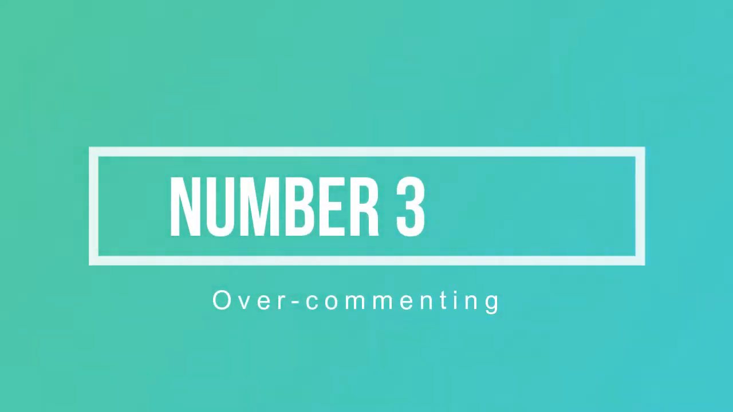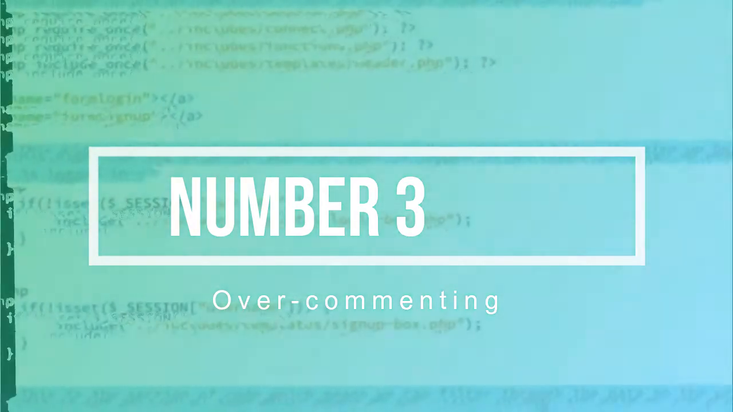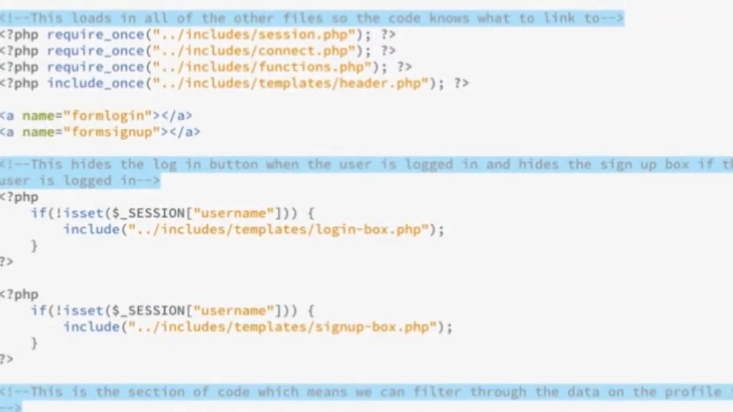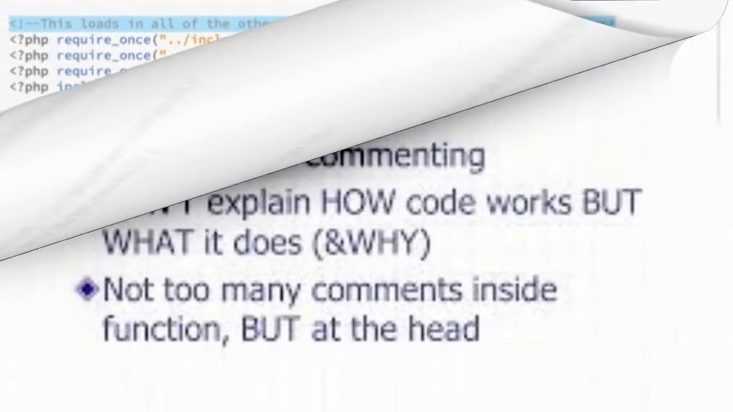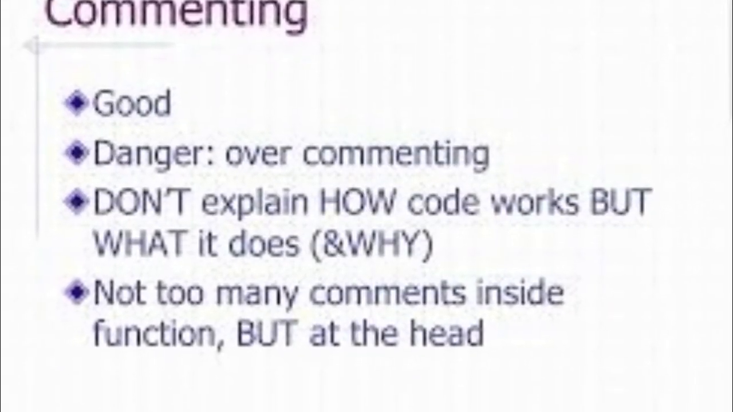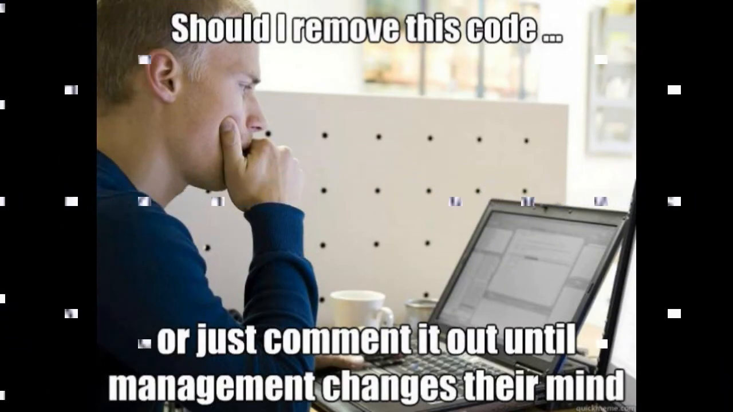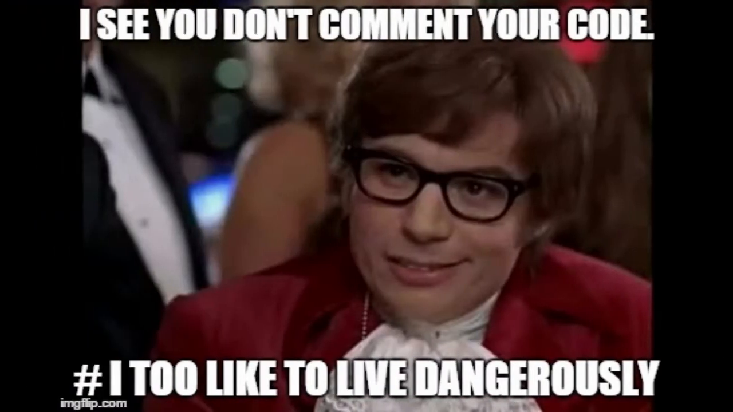Number 3. Overcommenting. I'm a big fan of self-documenting code. That's code where the variable, function and class names, and overall architecture communicate the meaning of the code to other developers, and your future self, without the need for lengthy comments. However, I do also see the value of commenting, especially where it flags a workaround for a specific issue that might not be obvious.